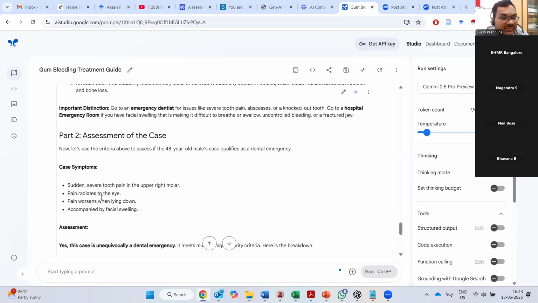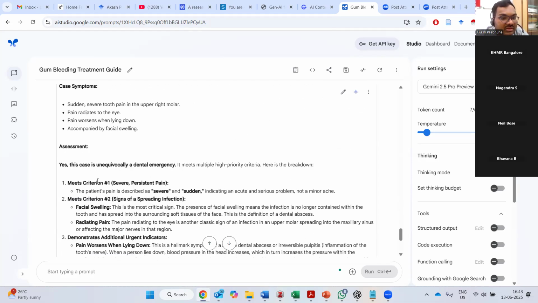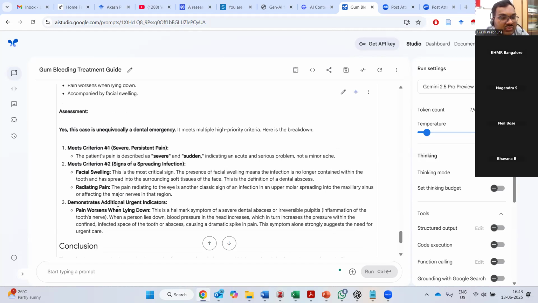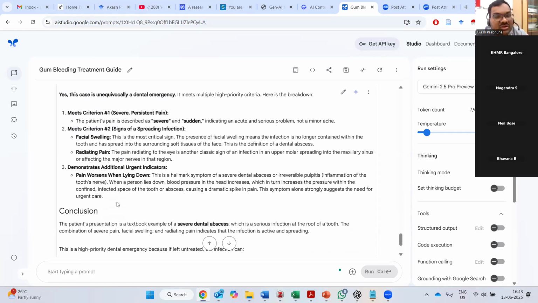So here you can see that in the assessment, it has said criteria one, criteria two. That's how the new models are also trying to be more explainable, at least in healthcare. There is a lot of demand from the healthcare side that they don't want the model just giving them output. They want the model to also look at the context, understand, and tell us why it has come up with a particular reason.